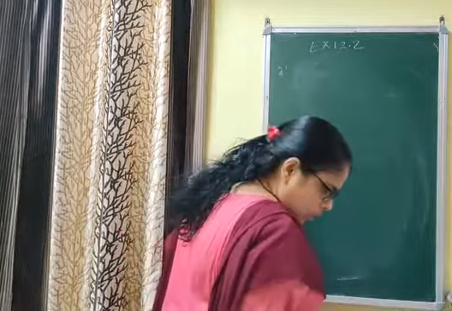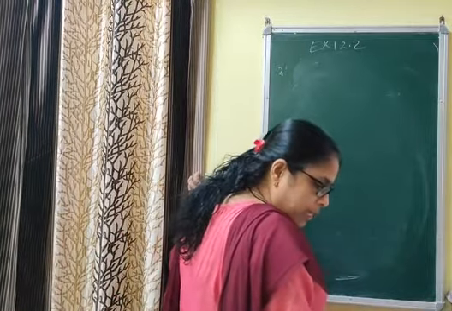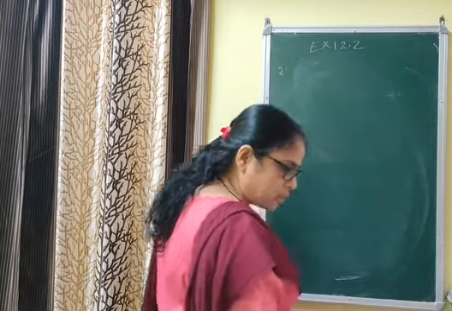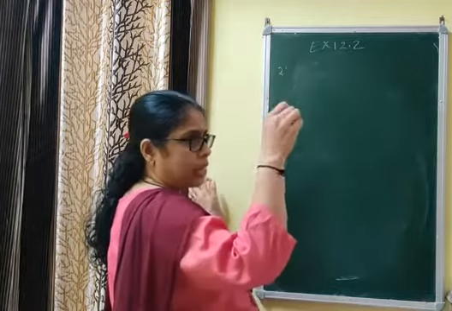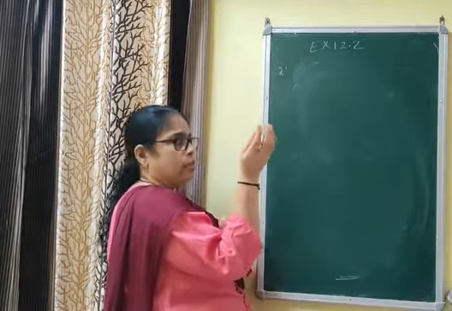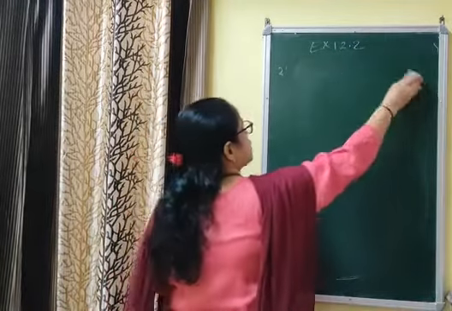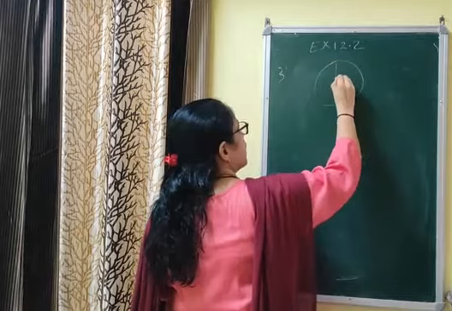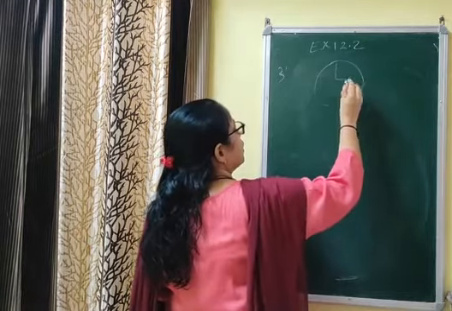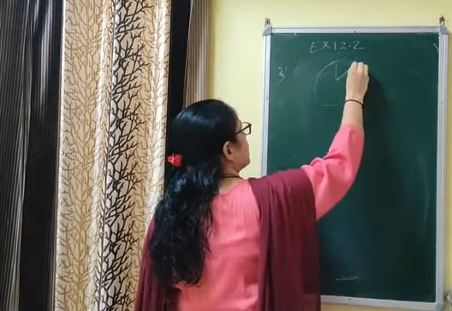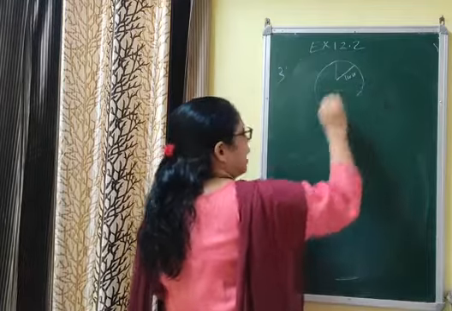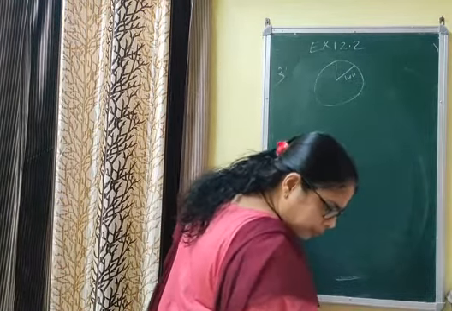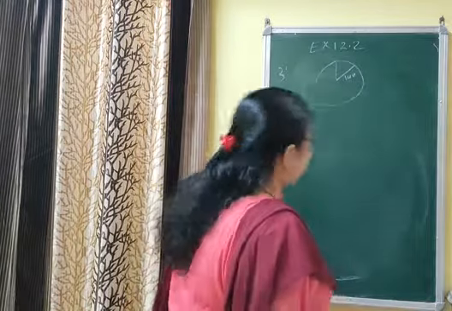Next question is question number 3. The length of minute hand of a clock is 14. Find the area swept by the minute hand in 5 minutes. You know clock, minute hand, the longer hand. If this is the clock, this is our hand, and this is minute hand. You are given the length of minute hand is 14 centimeter, and you are asked to find the area swept by the minute hand in 5 minutes.